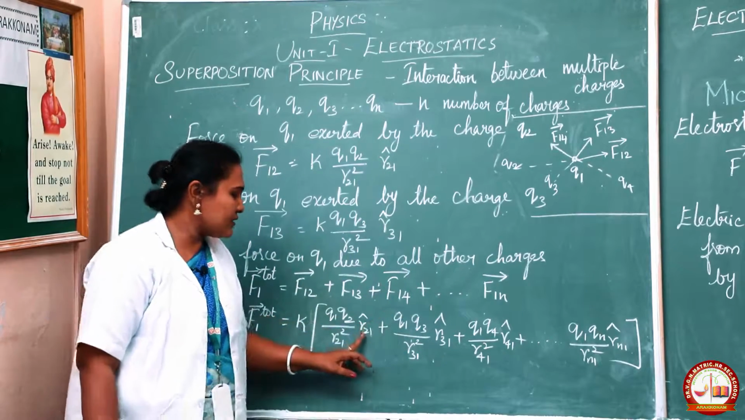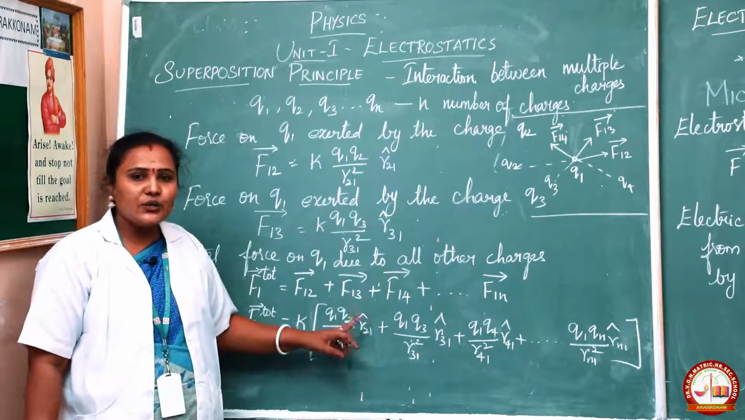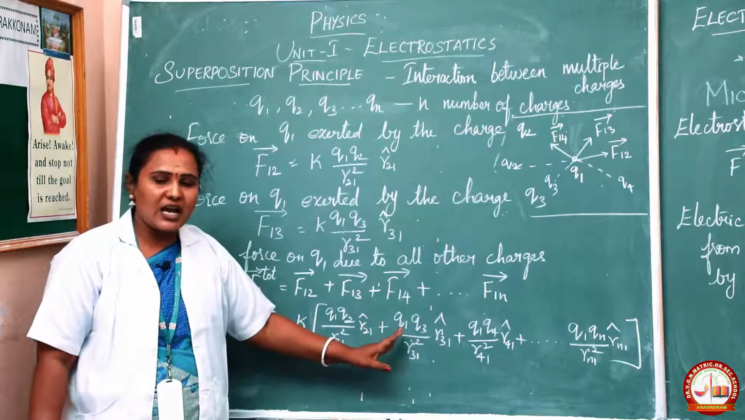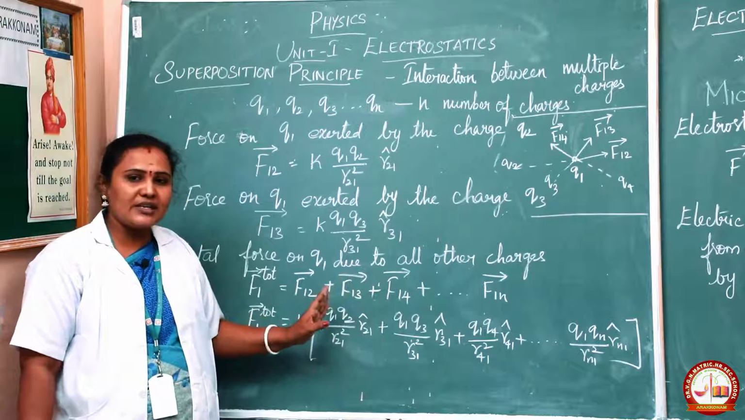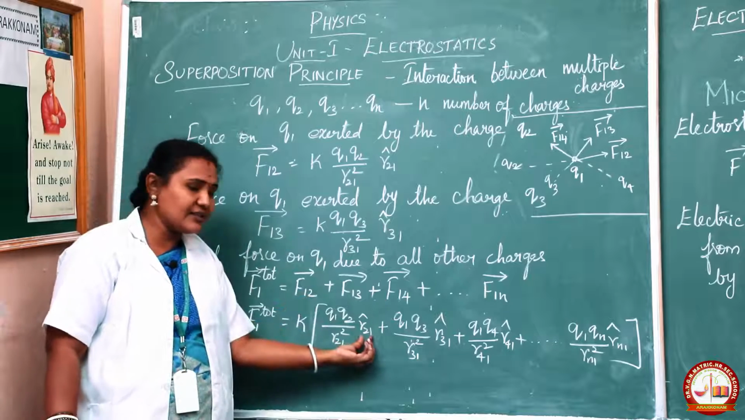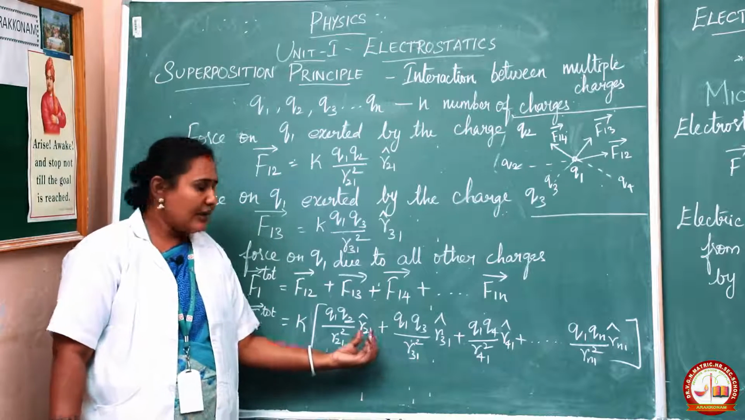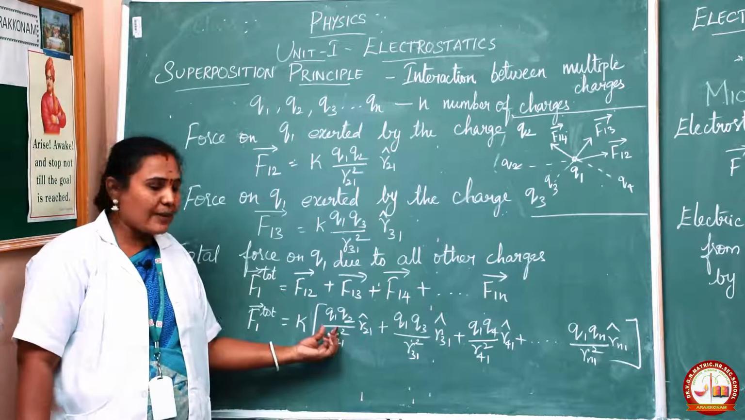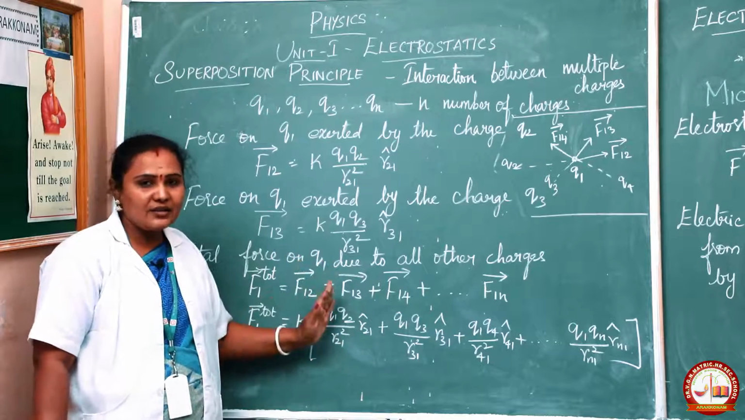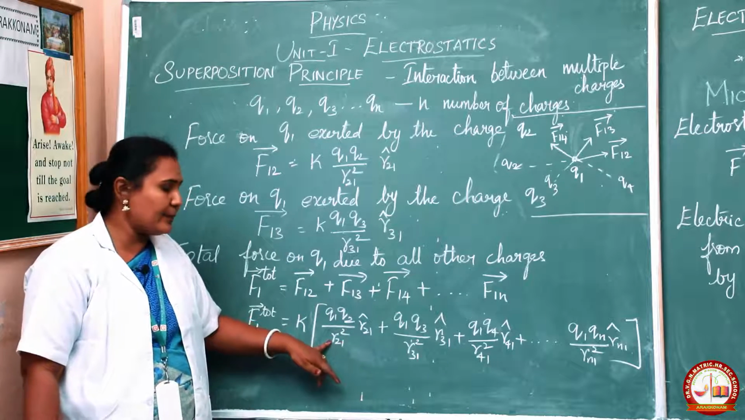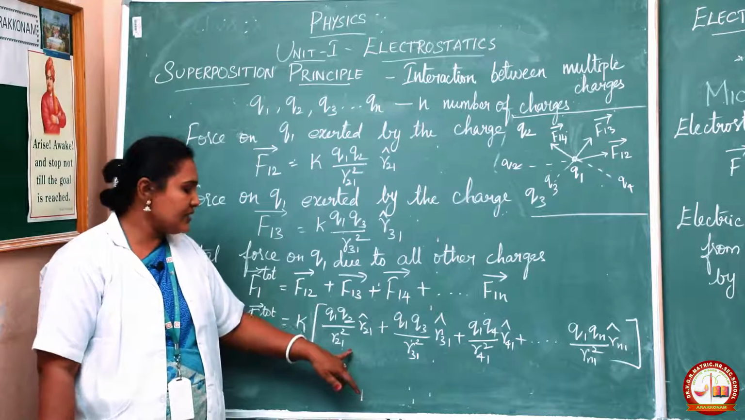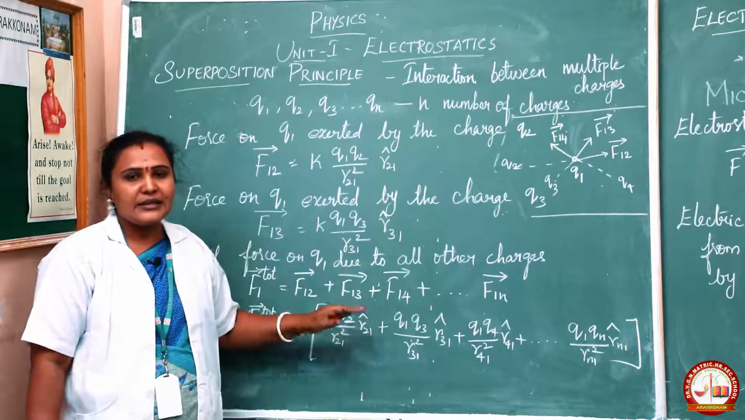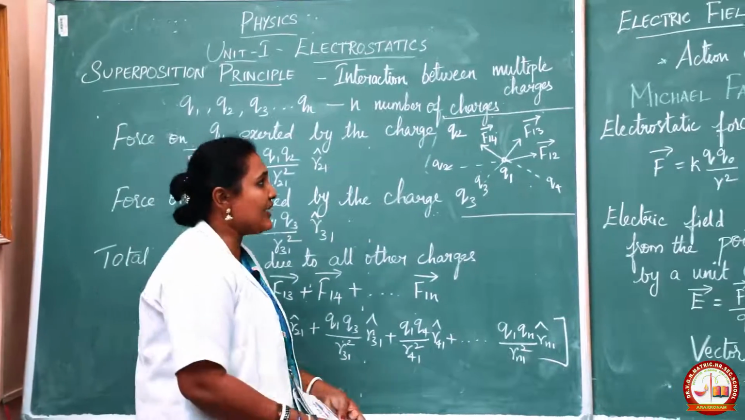And here, what is this R21 cap? This is the unit vector directed from the charge Q2 to the charge Q1, and the line joining the two charges is denoted by this unit vector R21 cap. And what is this R21 square? This represents the distance between the charges Q1 and Q2. The distance here is denoted by R21 square, and that is about this superposition principle. The next topic is about electric field.